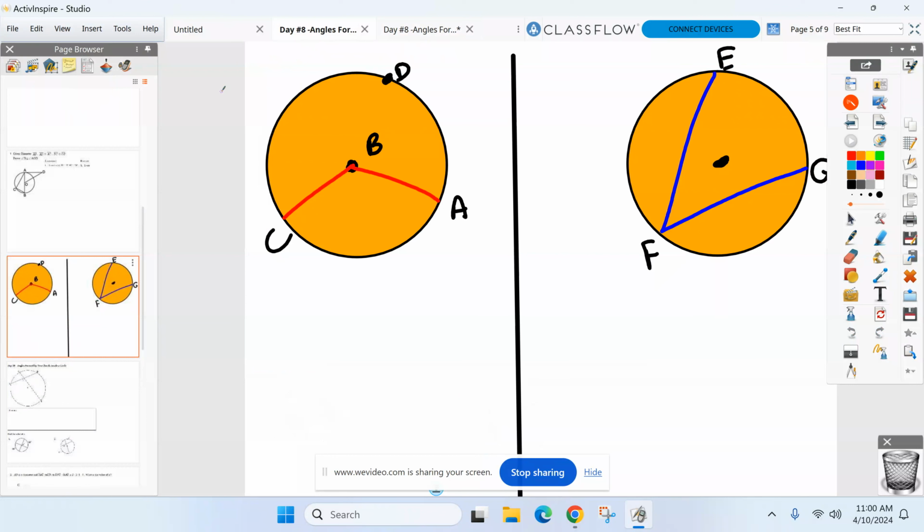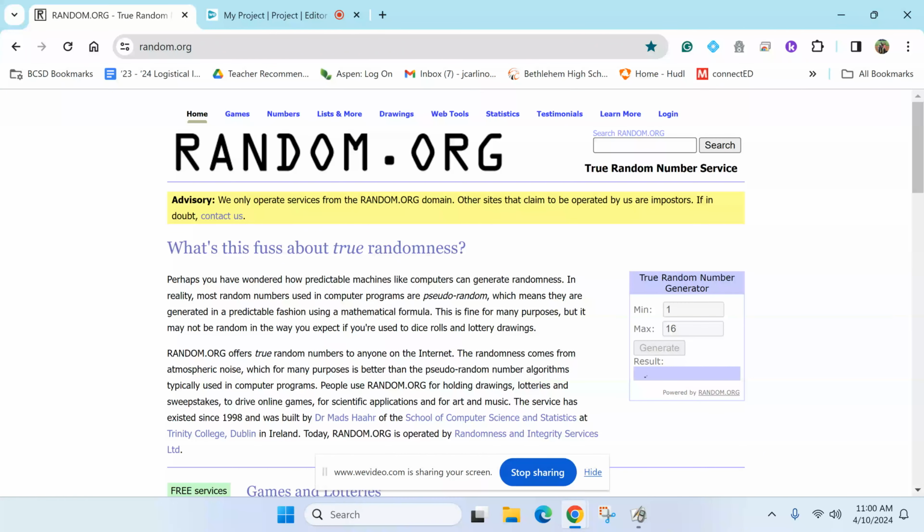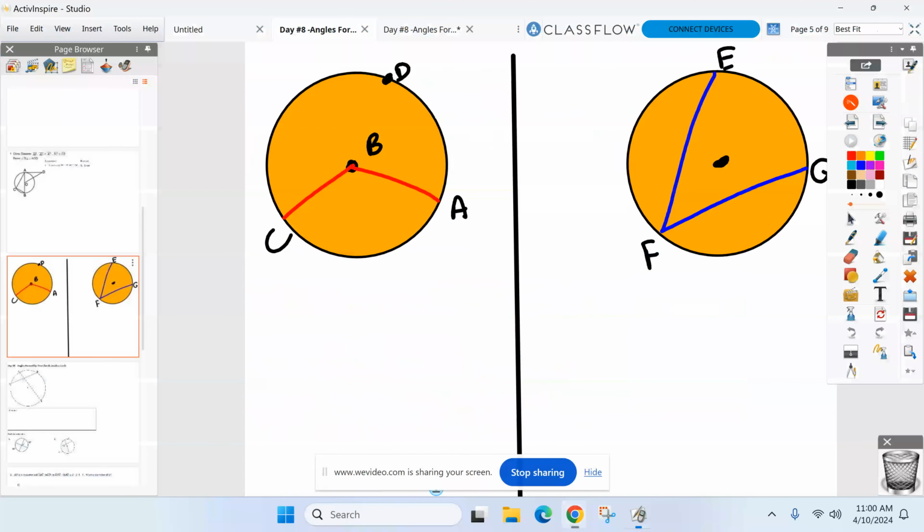So angle B, I'll let you know B is the center of that circle. So what is the name for angle B up here? That is a what type of angle in the circle? Let's go. Ian, what do you got? A centered angle. Central. Yeah, there we go. That's a central angle.